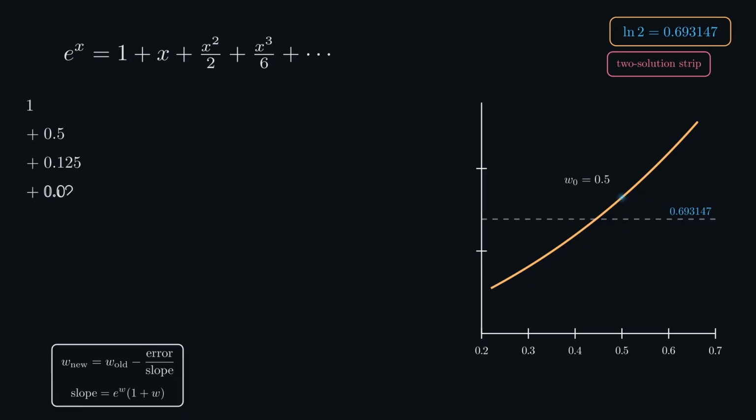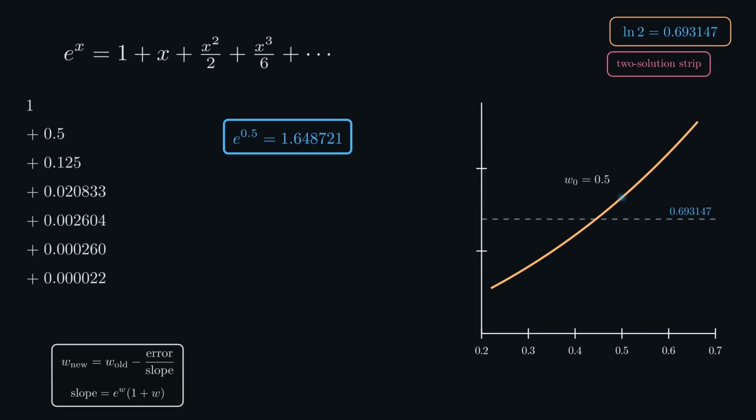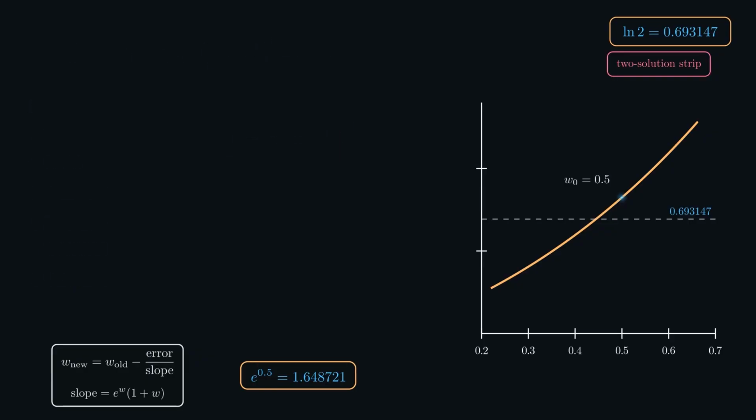0.125 plus 0.020833 plus 0.002604 plus 0.000260 plus 0.000022. Running total 1.648721. 7 terms, 6 decimals. e to the 0.5 is 1.648721. Now the Newton bookkeeping, line by line.